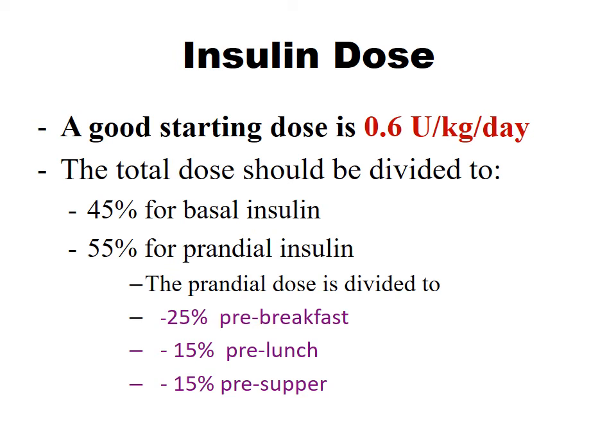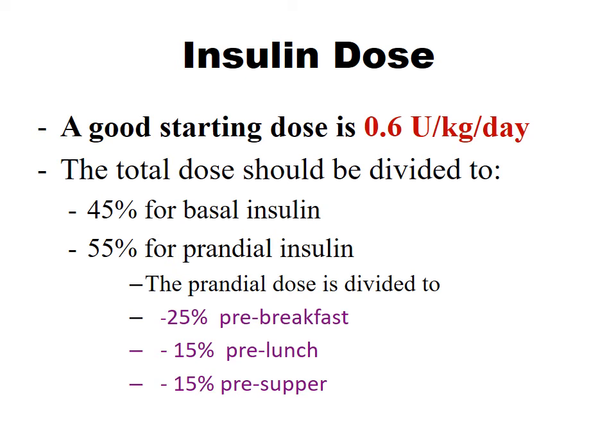The dose is calculated according to the patient's body weight and a good starting dose is 0.6 units for every kilogram of body weight per day. The total dose should be divided into 2 portions. 45% of the dose for basal insulin level, 55% for the prandial insulin, that is before meals.